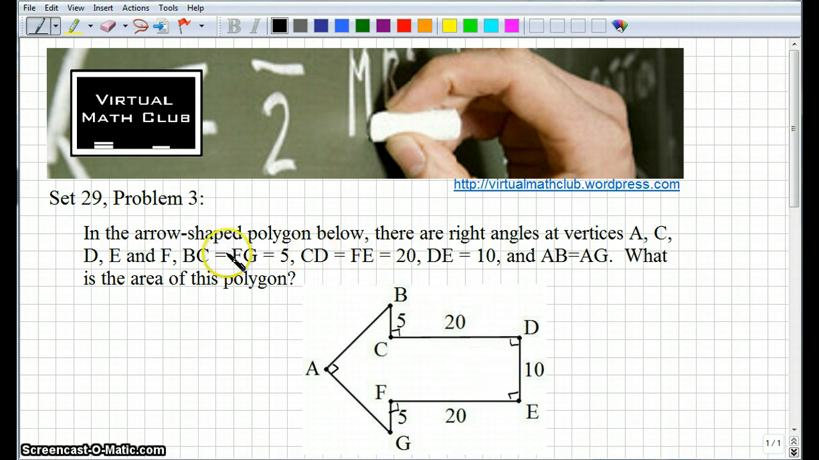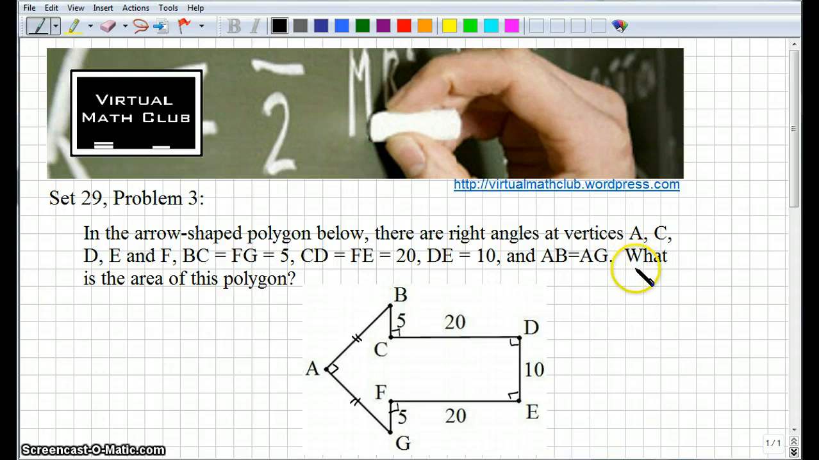And then we're given the lengths of BC. BC is 5, and so is FG. CD and FE are 20. Okay, so that's this and this. They're both marked already. And DE is 10. And we know that AB and AG are equal. So let's put a couple little hash marks on these sides to indicate that they are equal.